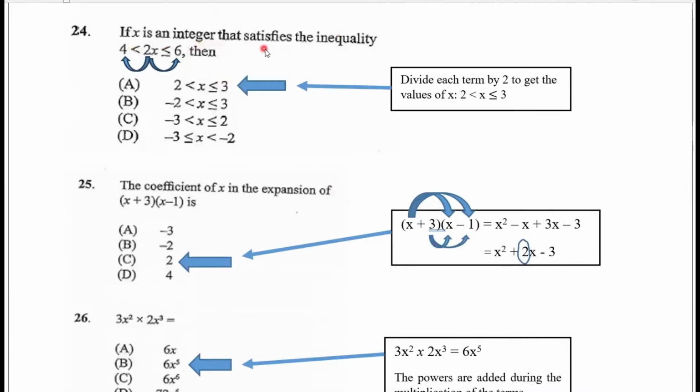If x is an integer that satisfies the inequality 4 less than 2x, which is less than or equal to 6, then what? Obviously, you want to make x the subject. All we have to do is divide each term by 2 to get rid of the 2 in front of the x. 2 into 4 is 2. And 2 into 6 is 3. Very straightforward. Divide every term by 2 and you get 2 less than x, and x is less than or equal to 3, right? So that's A.